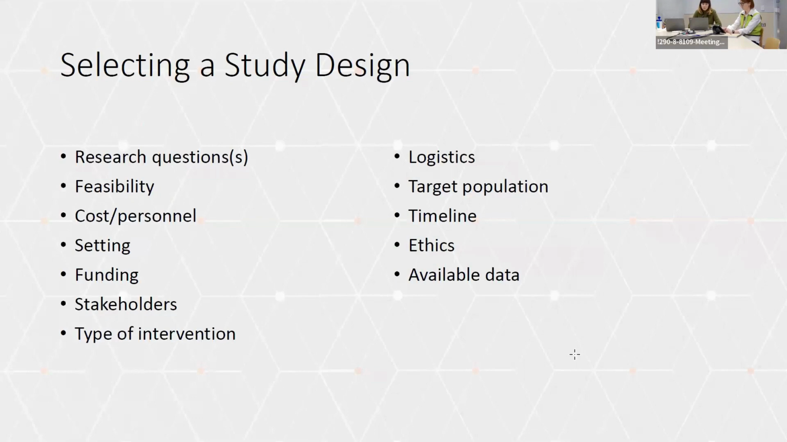So when you're selecting it, you're going to think about the research questions, the feasibility of data, feasibility of personnel and time, your setting, your funding, what type of intervention it is, the logistics to get it implemented, the population you're working with, timeline, ethics, and available data. These are all going to go into what study design you're going to do.